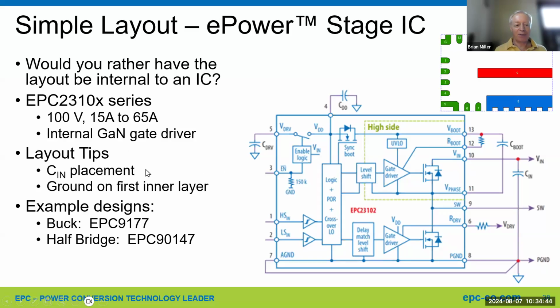And again, layout tips, just the decoupling capacitor. And also put the ground on the first inner layer. So put this down on the board, ground underneath, and decoupling capacitor put in. And there's some example designs EPC has for this, either for a complete closed loop controller, the buck controller board, or a half bridge board, where the layout might be interesting to see.